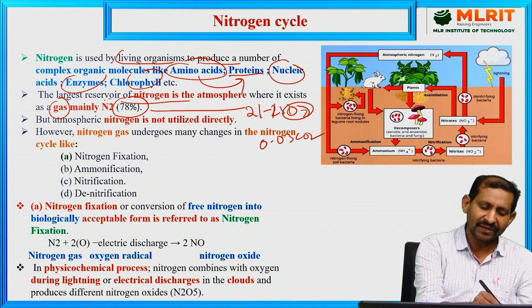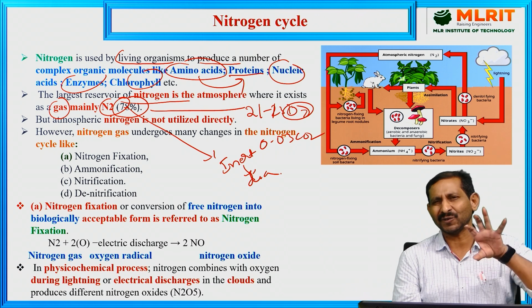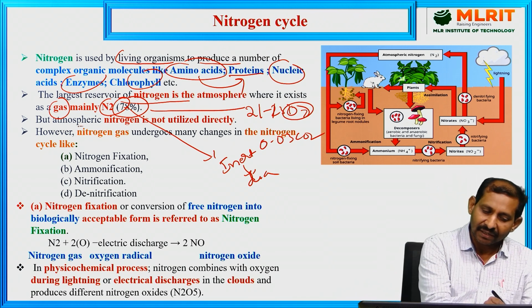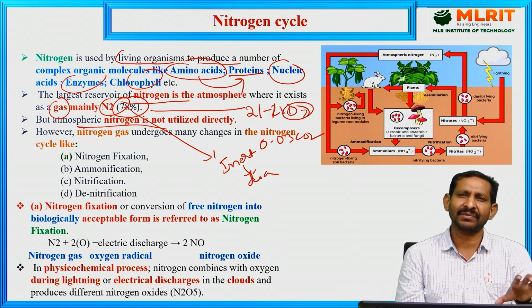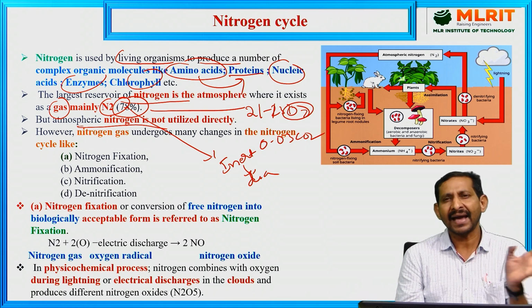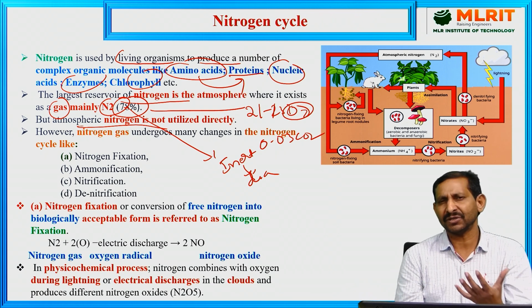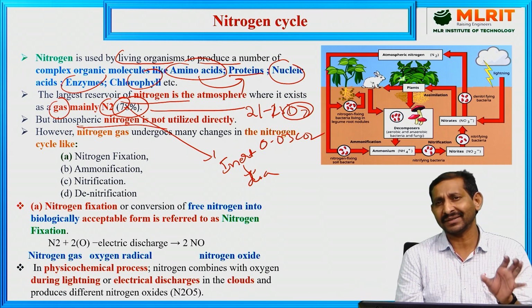Here nitrogen is generally a chemically inert compound, and it is also diamagnetic in its magnetic property, but it is plentifully available in the atmosphere, nearly 78% in the gas form. But atmospheric nitrogen is not utilized directly. Whatever percentage of nitrogen is available in the atmosphere, we cannot utilize it directly as it is, even though a lot of complex molecules come from it.